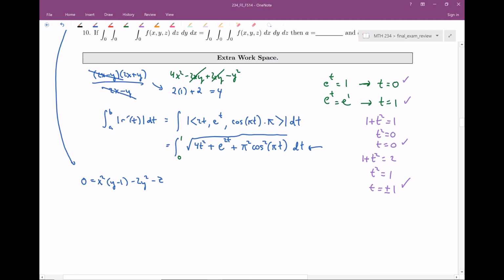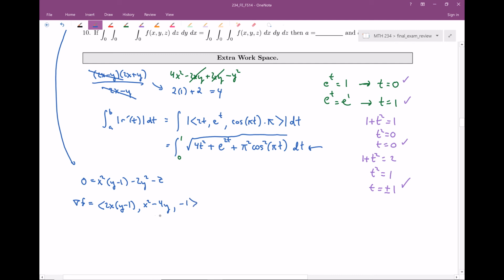And now I'm going to go ahead and find the gradient of this, the gradient of this function on the right-hand side. So if I take the derivative with respect to x, I'm going to get 2x, and the y minus 1's along for the ride. If I take the derivative with respect to y, I'm going to get y squared minus 4y. And if I take the derivative with respect to z, I'm going to get negative 1.